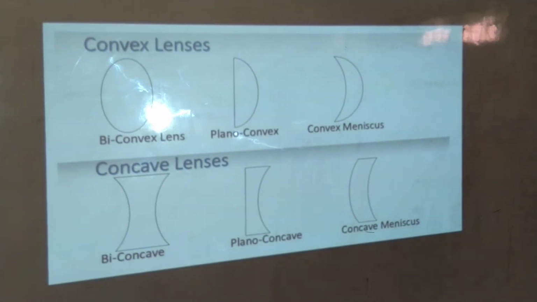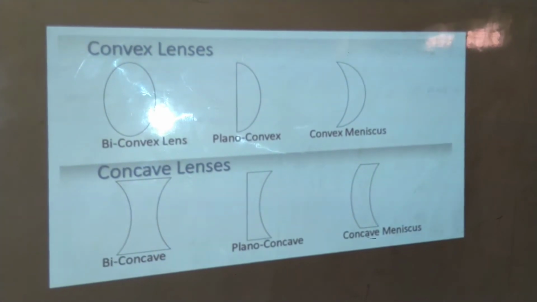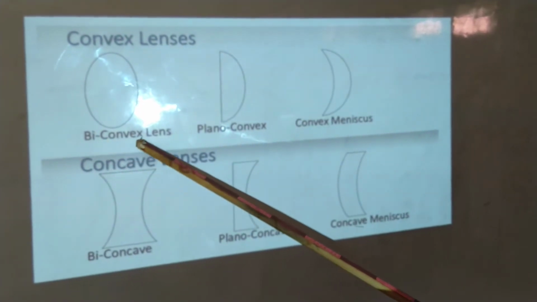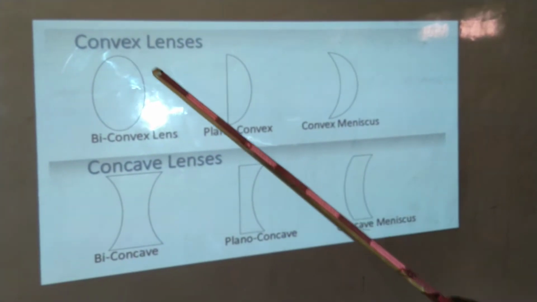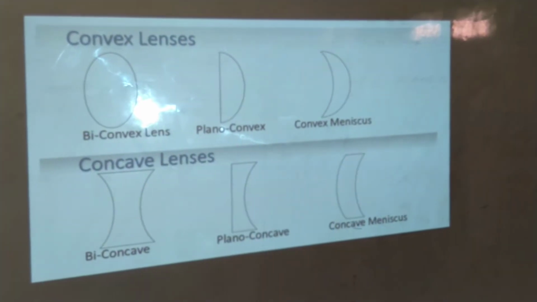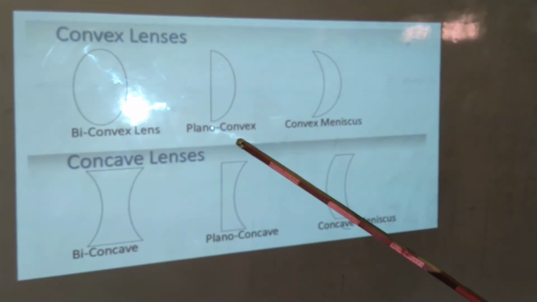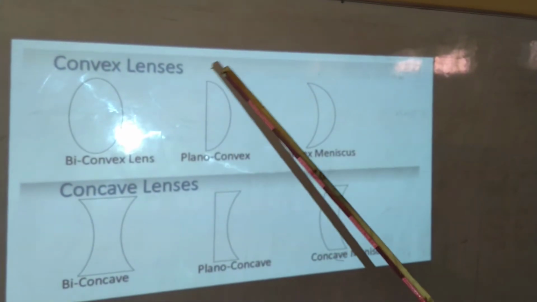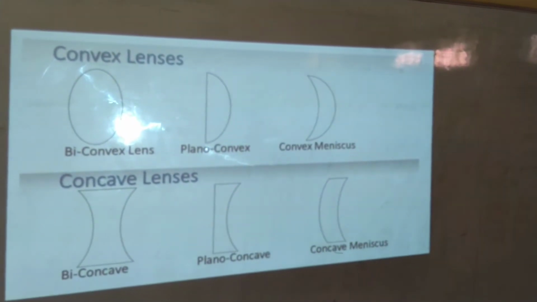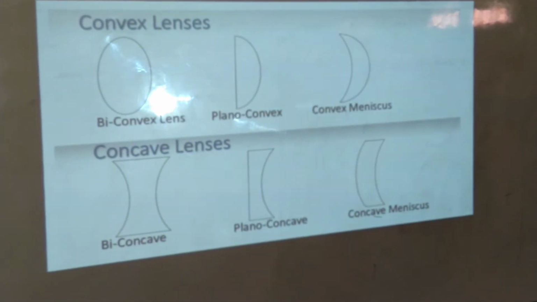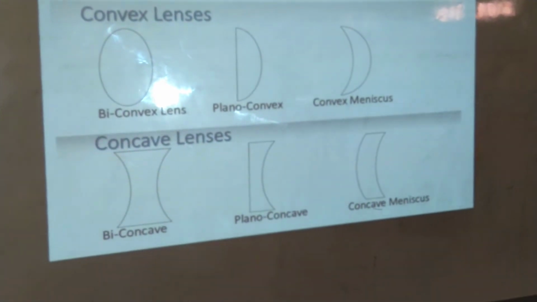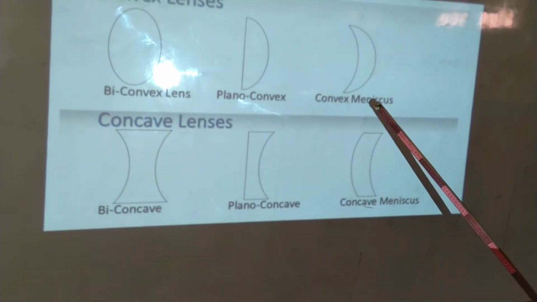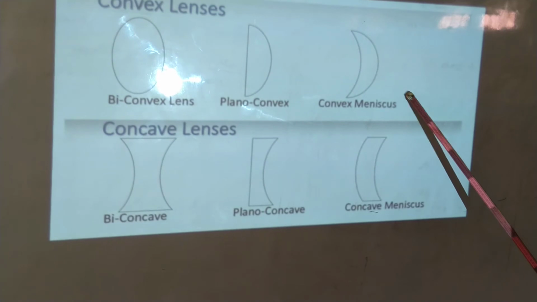Then these are the diagrams of the lenses that we just defined. We start with the convex lenses. We have a biconvex lens. As you can see, the two sides are bulging outwards. Then we have the plano-convex, whereby one side is plane or straight, but one side is bulging outwards. Then we also have the convex meniscus. It looks like the shape of the new moon. This is also another type of convex lens that we have.